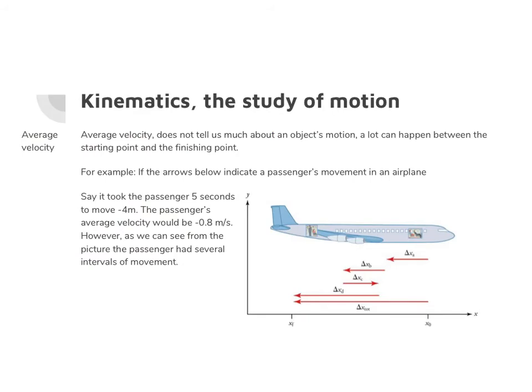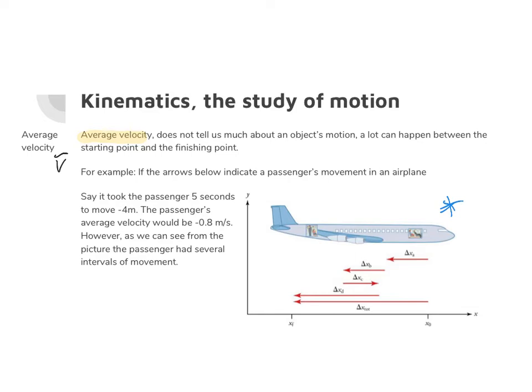What does average velocity mean? We said that our symbol, v with a bar over it, is an average velocity. An average velocity does not, in fact, tell us much about an object's motion. A lot can happen between the starting point and the finishing point. For example, the arrows in our diagram of an airplane indicate a passenger's movement, and we can see that there was a lot of movement by this passenger.